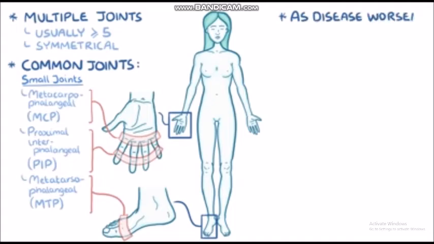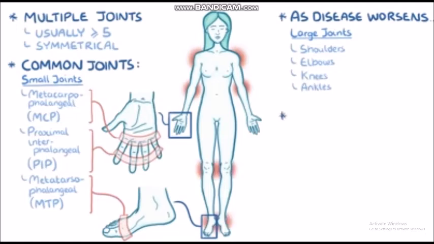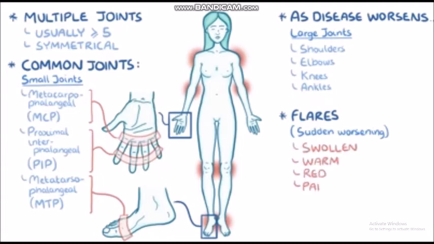As the disease worsens, it can start to affect large joints, like the shoulders, elbows, knees, and ankles. During flares, or sudden worsening of the disease, the affected joints get extremely swollen, warm, red, and painful. Over time, they become stiff, especially in the morning or after being inactive for a prolonged period of time.